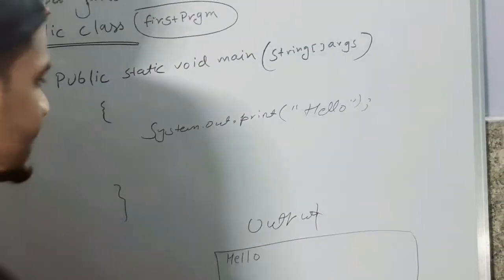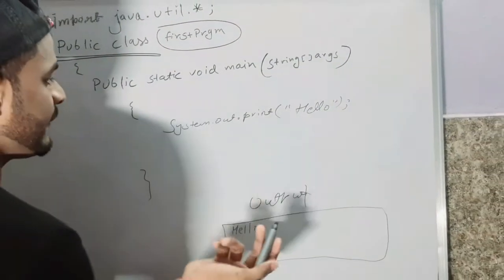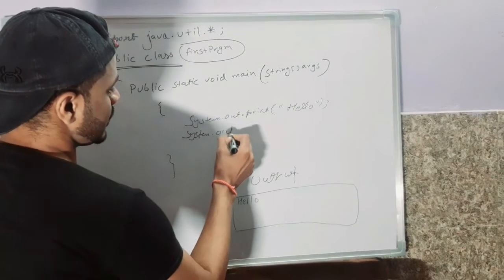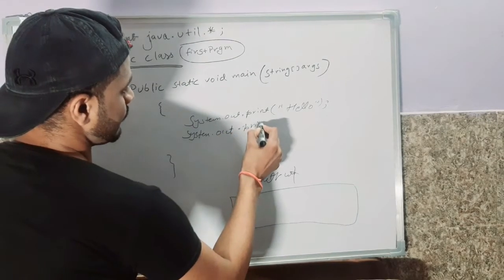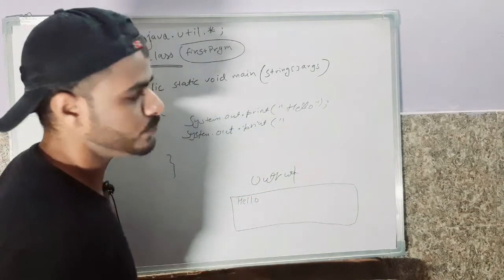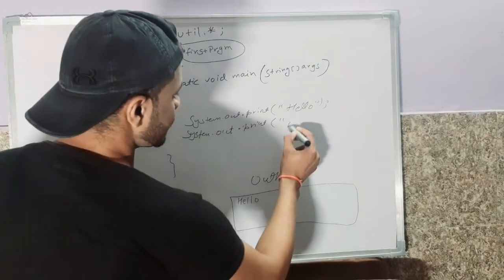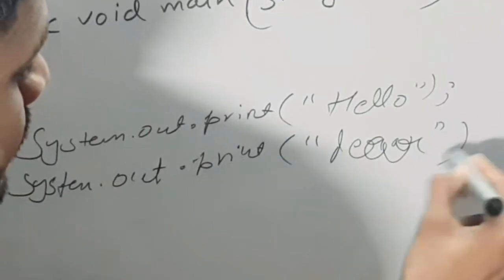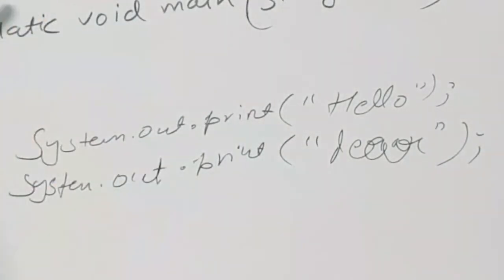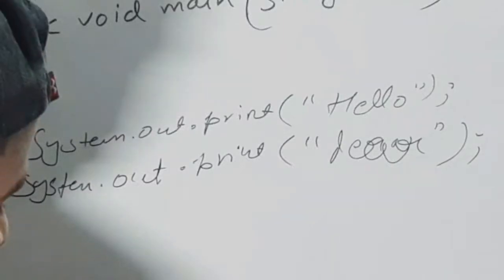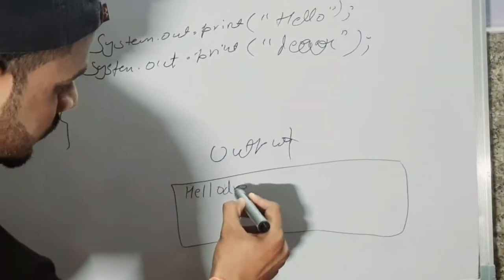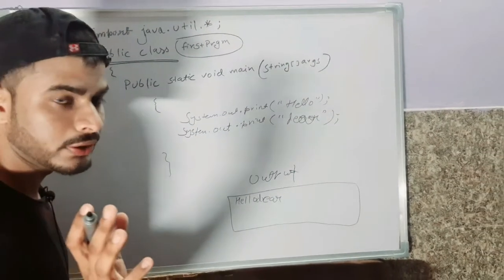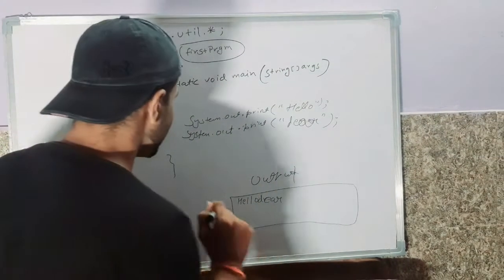And what is the difference between print and println? I am going to tell you. Let's say we again write System.out.print, and let's say dear. So when we run this program, what will the output be? Hello dear. Did you get my point?